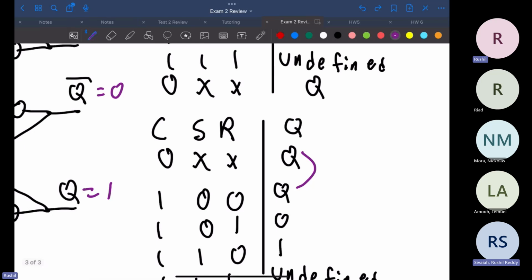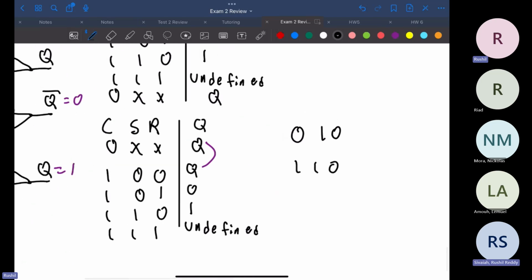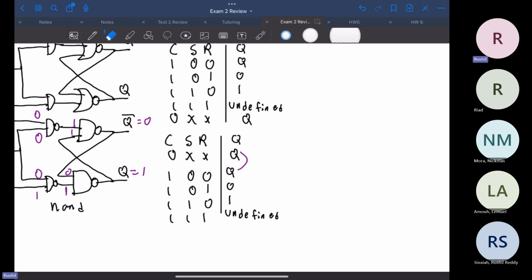But instead, let's say we go from 0, 1, 0 to 1, 1, 0. This is going to be equal to Q. Well, this is going to be equal to what's set? Set is 1. It's just because that's just the way the truth table is set up. It does actually do something. All right. Any other questions about SR latches? All right. We'll move on to the next thing.